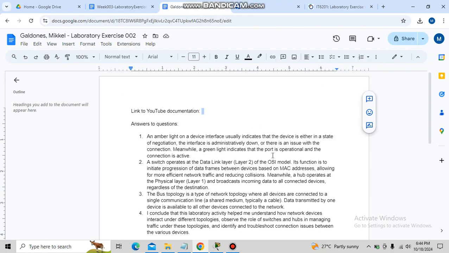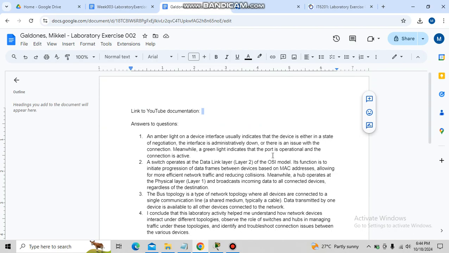The first question is related to what I was saying a while ago about the amber lights and the green lights. So what do they signify? An amber light on a device interface usually indicates that the device is in a state of negotiation, the interface is administratively down, or there is an issue with the connection. In my case, in the mesh topology a while ago, the lights were amber because there was a state of negotiation regarding the direction of the data, which routes it will take.